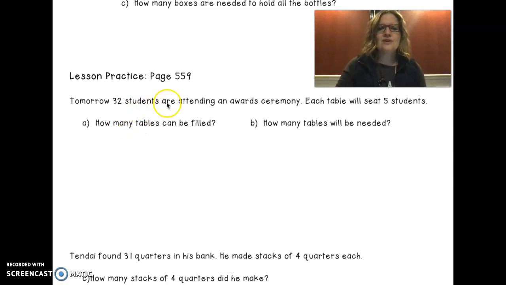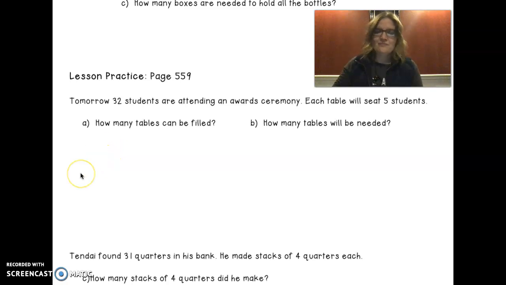Tomorrow, 32 students are attending an award ceremony. Each table will seat 5 students. How many tables can be filled? How many tables will be needed? So we have to be very clear on what they want. We know that we will have a remainder, but we also know that everybody's got to sit down. Just because we have a remainder does not mean that we kick those kids off to the side. We need to make sure that every student has a seat at a table.